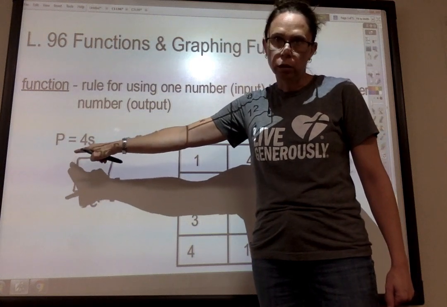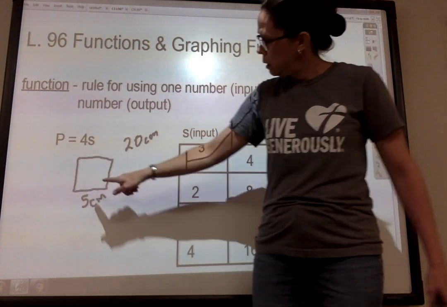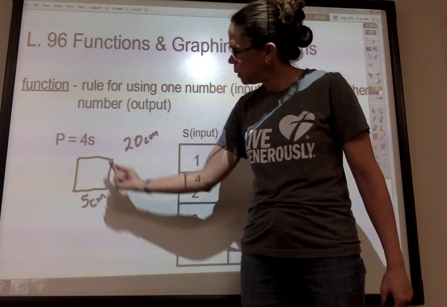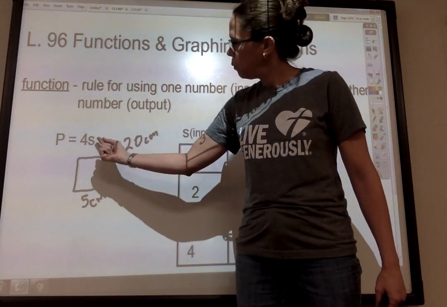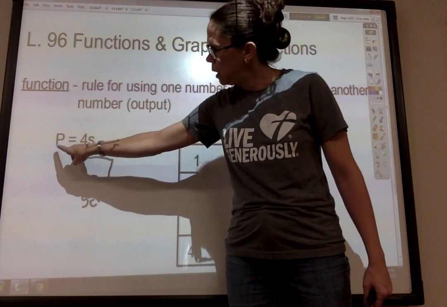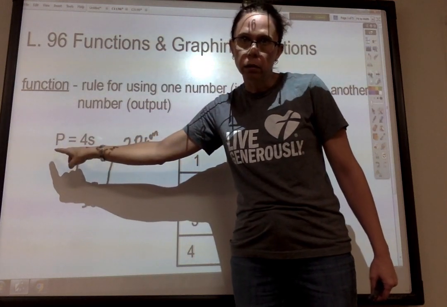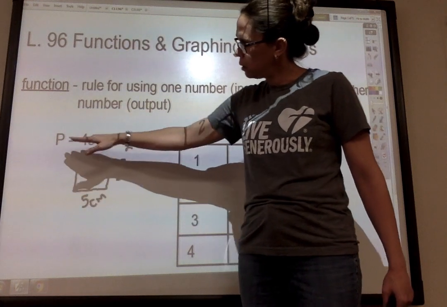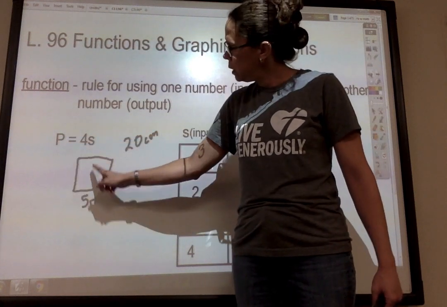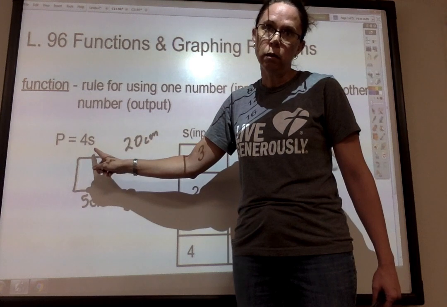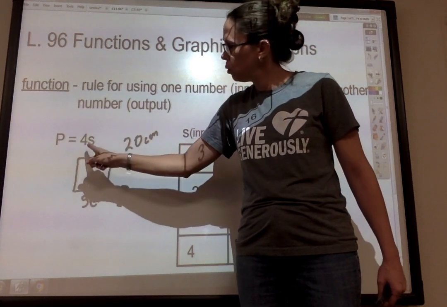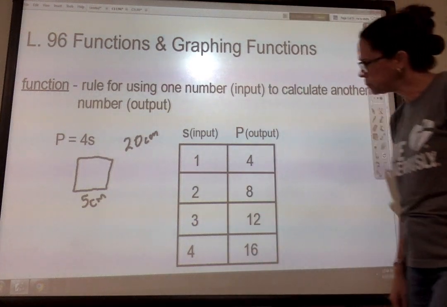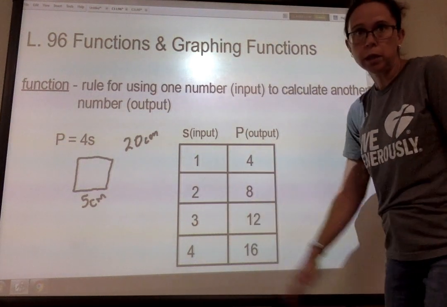This is a function, okay? S is my input. The length of the side is what I put into my equation. When I multiply it times 4, I get the output, okay? So in this instance, with a square and trying to find the perimeter of the square, the input is the length of the side. We use the length of the side times 4 to get our output, which is our perimeter, okay? Now this is called a function table.